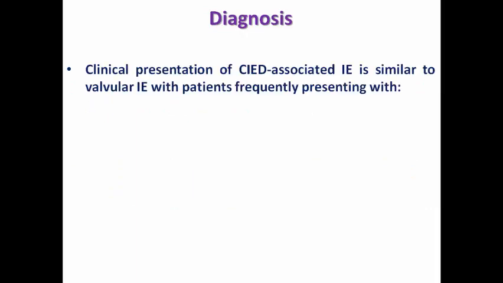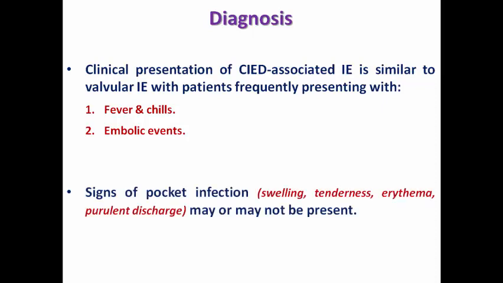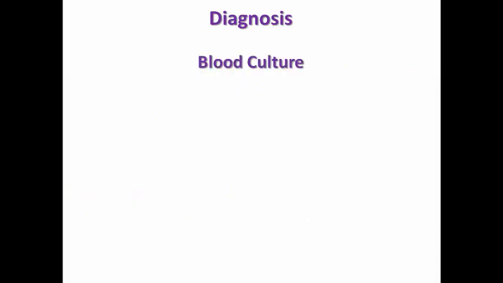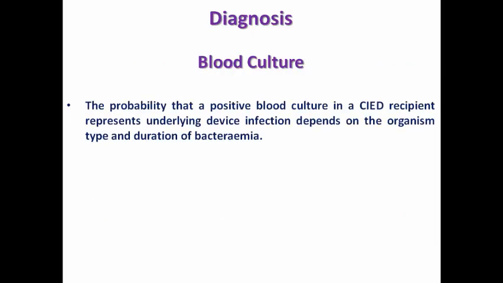How can we diagnose cardiac device infection? Of course, the clinical presentation here is similar to valvular endocarditis, as the patient presents with fever and chills, and they may have embolic complications mostly in the lung, because here we are speaking about a right-sided infective endocarditis. Signs of pocket infection like swelling, tenderness, erythema, or purulent discharge may be present or may not be present in case of systemic infection, so do not depend on the presence of signs of pocket infection to confirm or exclude cardiac device-related endocarditis.